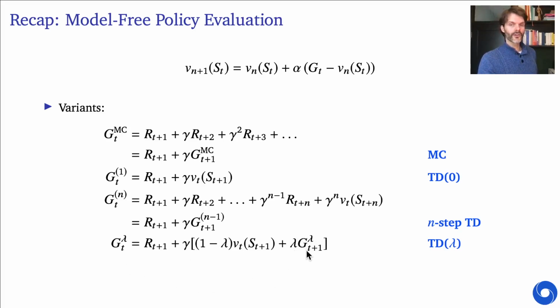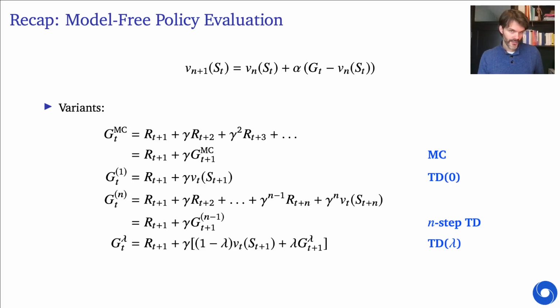Because this is defined recursively, this means that on the next step, if you would roll this further out, you would again bootstrap a little bit and continue, and then bootstrap a little bit and continue, and so on. For lambda 0, this is exactly the one-step TD algorithm. For lambda 1, this is exactly the Monte Carlo algorithm, and that's also why the one-step approach is sometimes called TD0.